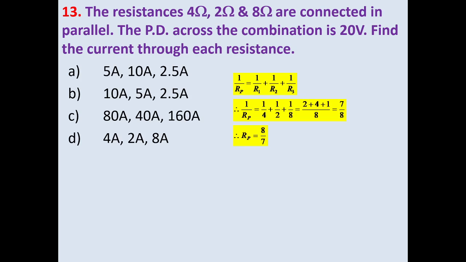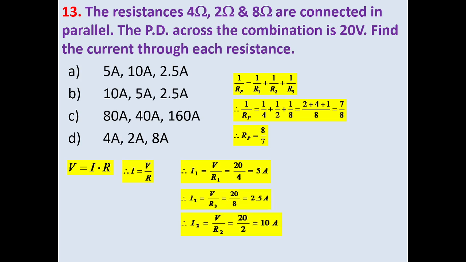Now to find current through each resistance, we use the equation V is equal to IR or I is equal to V upon R. So current through resistance R1, it is I1 is V upon R1, so it is 5 ampere. Current through resistance R2, it is I2 is V upon R2, and similarly I3 is V upon R3, so its values are 5 ampere, 2.5 ampere and 10 ampere. That is option A.